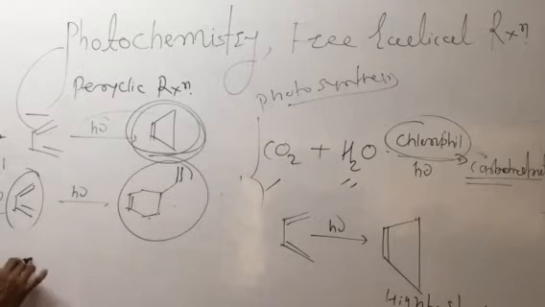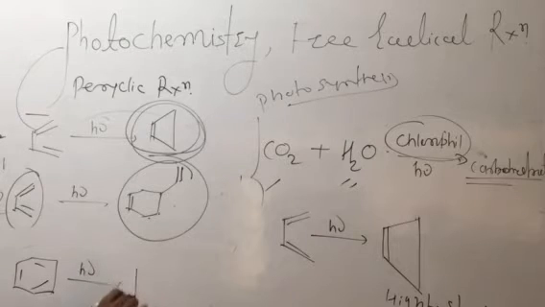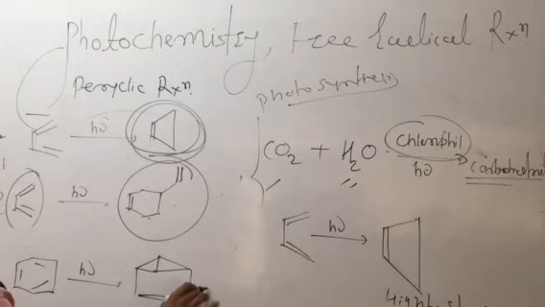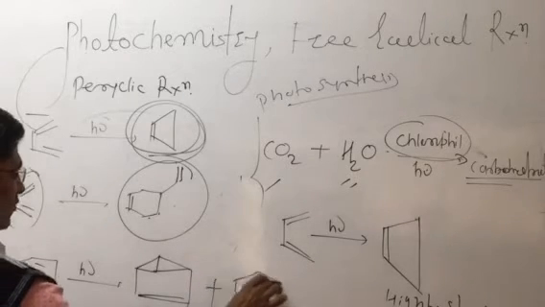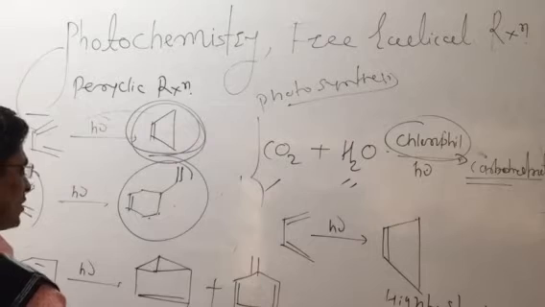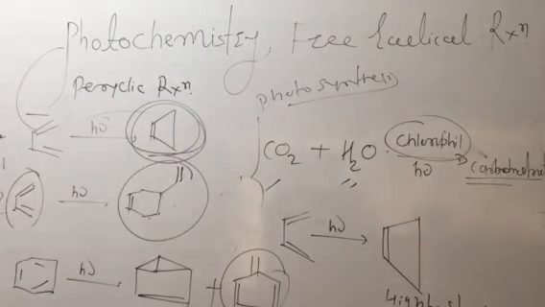For example, if we take benzene molecules, on irradiation of light on the benzene molecule, a strained molecule is formed. Another possibility is the formation of another strained molecule, a non-aromatic compound. These types of molecules are called fulvene. What is the name of the compound?